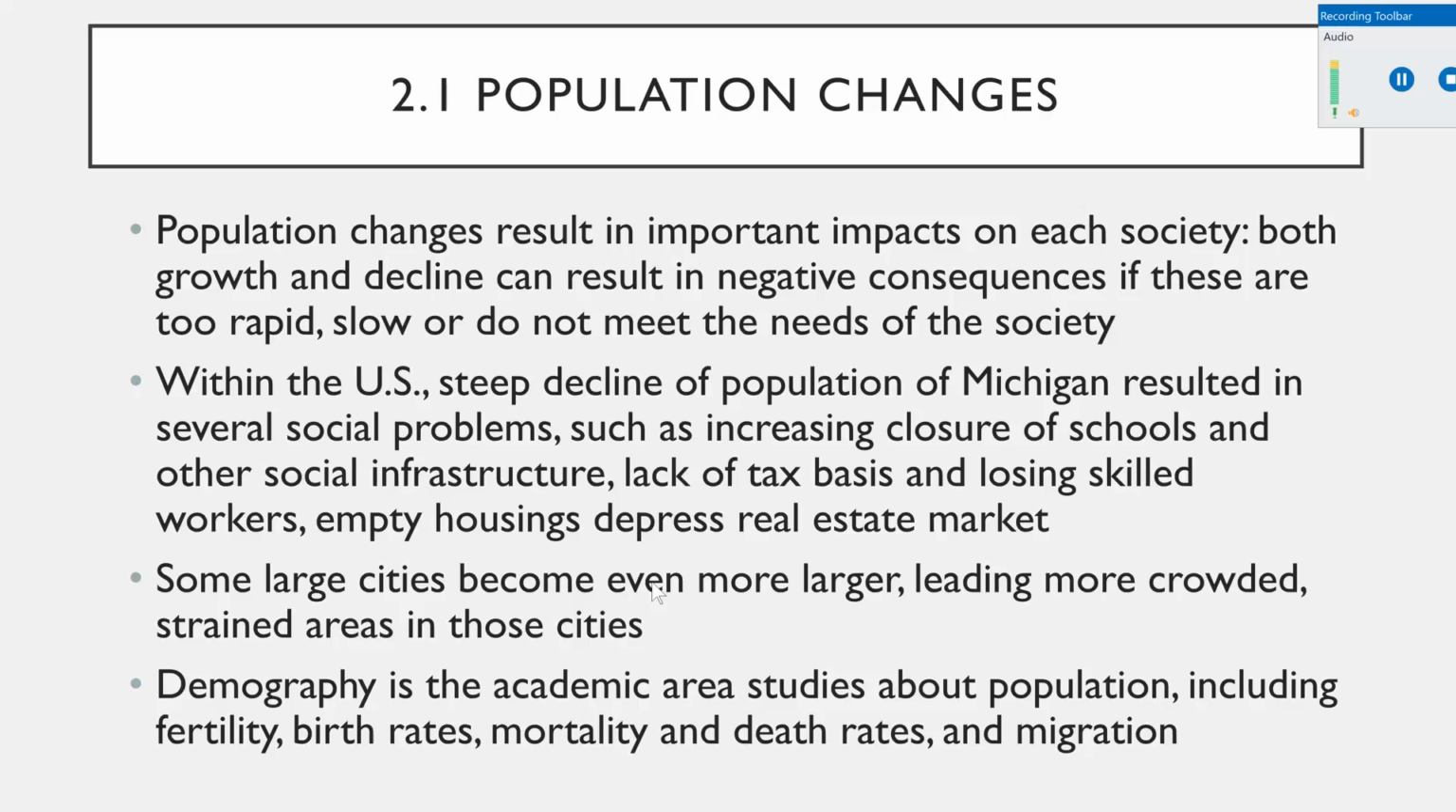So there were several social problems, such as bankruptcies and school closings, and other social infrastructure was weakened. A lack of tax bases and the loss of skilled workers result in a chain effect, losing population and resulting in many empty houses. That may depress the real estate market, and they have a smaller market because they don't have many people, and then they have a lower tax base. So it's a kind of vicious circle, circulating the problems again and again.